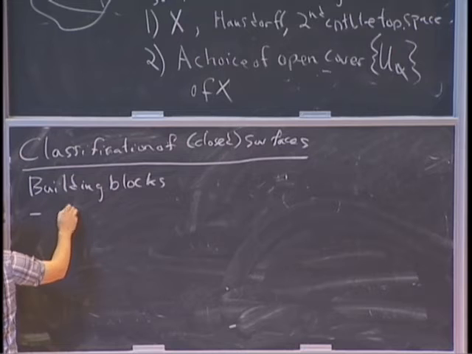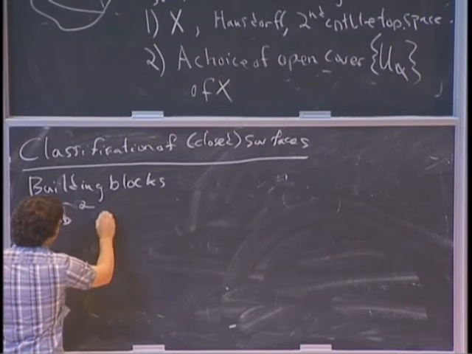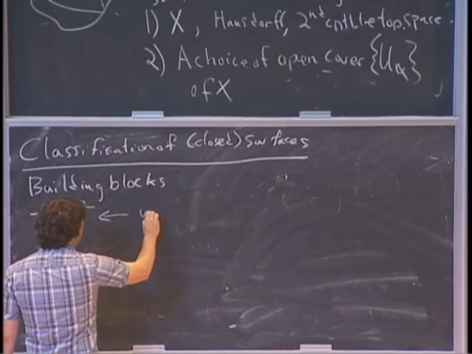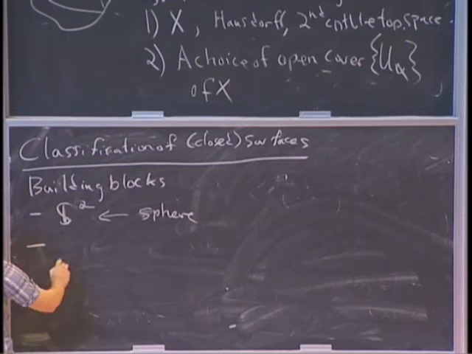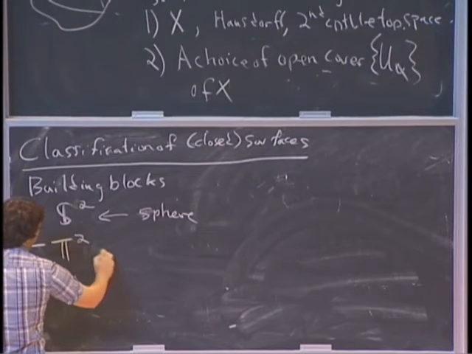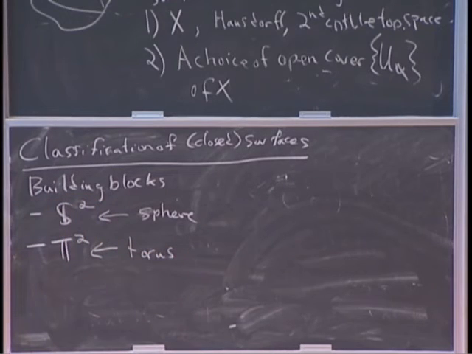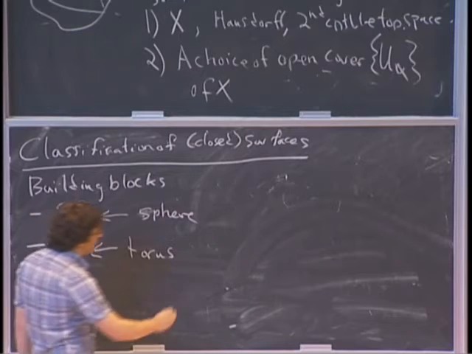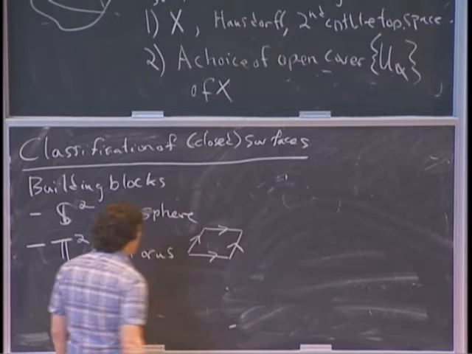The first one is S2, which is the unit sphere in R3, which you should check is a smooth surface. The next building block is what's known as the 2-torus. You can think of this as either the product of two circles or as the quotient of R2 by a lattice, where you identify these two ends.